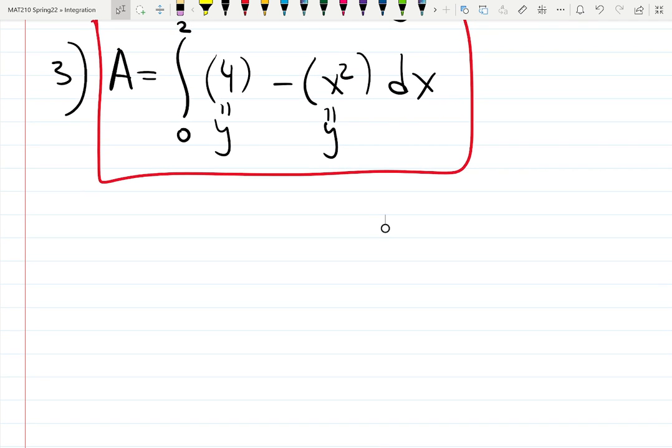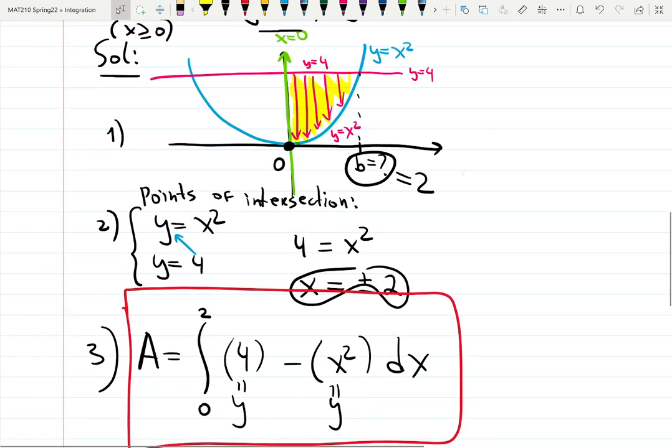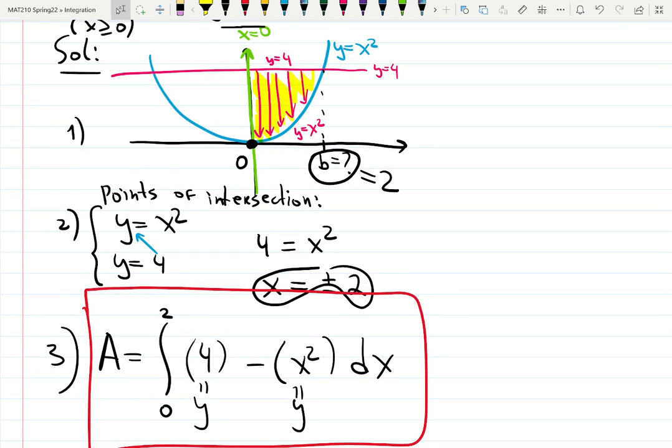Yes? Yeah, we always put first the one which is lower on the left, and then the one on the right. So 0 goes here, and then 2 goes here. That's a good question. Yeah? For the area equation, I should have put 4 first. The one at the top.